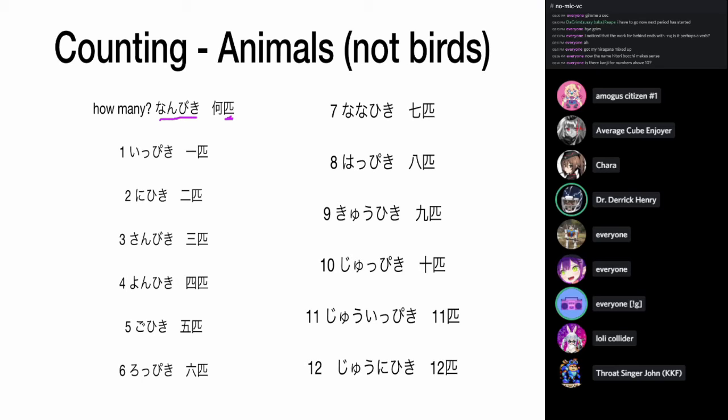So you have ippiki for one animal, nihiki, sanbiki, yonhiki, gohiki, roppiki, nanahiki, happiki, kyuhiki, juppiki, and then ju-ippiki, ju-nihiki, and so on. So once you go beyond 10, it's whatever that number is, plus the ending from the first 10 that we talked about.